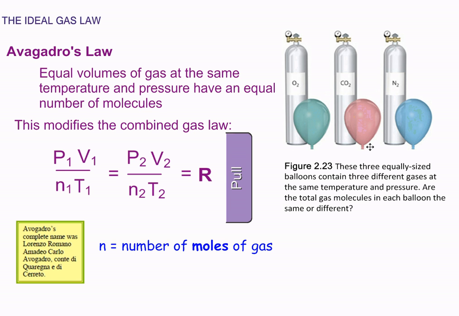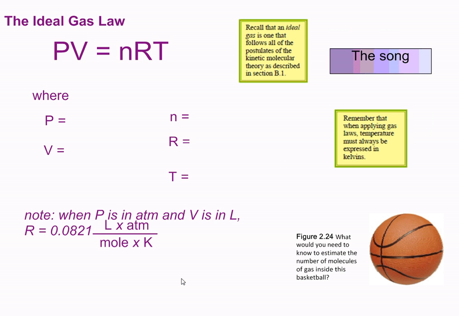The image on the side is showing that if they're at the same temperature and pressure, they have to have the same number of molecules, even if they're different gases. By rearranging that equation for a single set of conditions, we can come up with the ideal gas law.